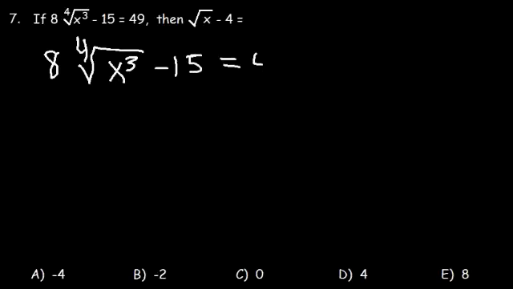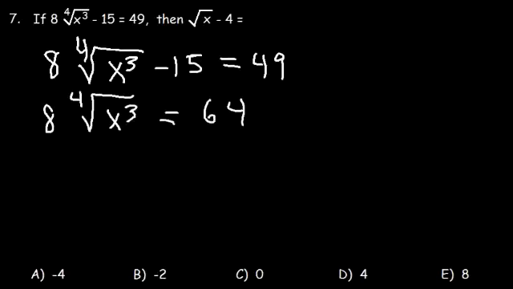So the first thing we need to do is add 15 on both sides. So 49 plus 15 is equal to 64. Next, we need to divide both sides by 8. 64 divided by 8 is equal to 8.